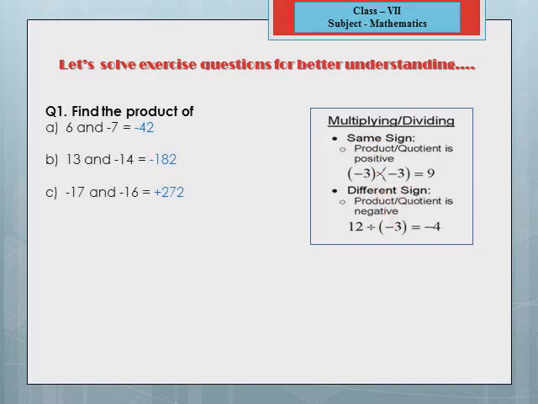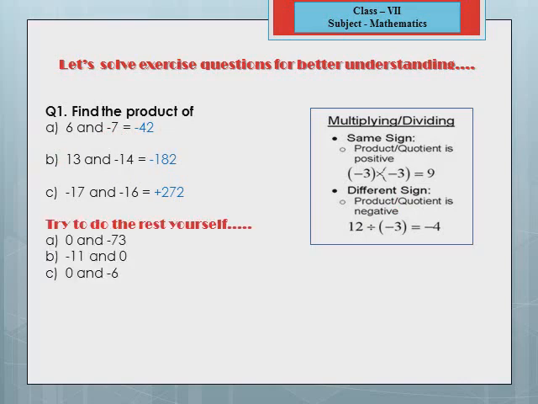See the example. 6 and minus 7. 6 is positive, 7 is negative. Therefore, the product is negative. And 6 multiplied by 7 is 42. So your final answer is minus 42. See the C part, minus 17 into minus 6. Both the numbers are negative, therefore the sign of the product is positive. And 17 sixes are 102. Therefore the final answer is plus 102. Now you have a few questions to solve by yourself.